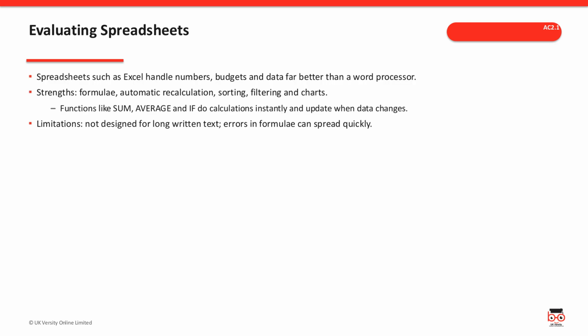When numbers are involved, a spreadsheet leaves a word processor standing. Tools like Excel handle budgets and data with formulae, automatic recalculation, sorting, filtering, and charts. So functions like sum, average, and IF do the sums instantly and update the moment your data changes. The catch is that they're not made for long written text, and a single formula error can ripple through everything. Used for the right job, though, they're a genuine time saver.